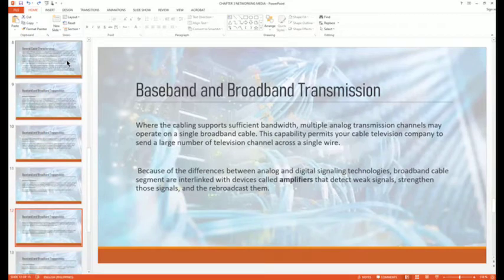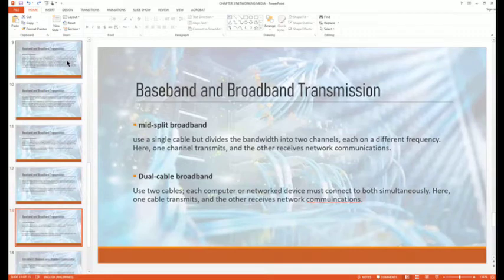Where the cabling supports sufficient bandwidth, multiple analog transmission channels may operate on a single broadband cable. This capability permits your cable television company to send a large number of television channels across a single wire. Because of the differences between analog and digital signaling technologies, broadband cable segments are interlinked with devices called amplifiers that detect weak signals, strengthen those signals, and rebroadcast them.